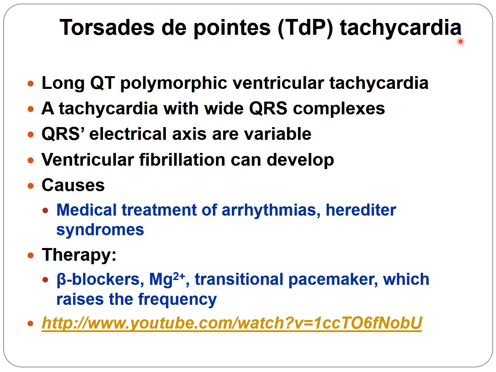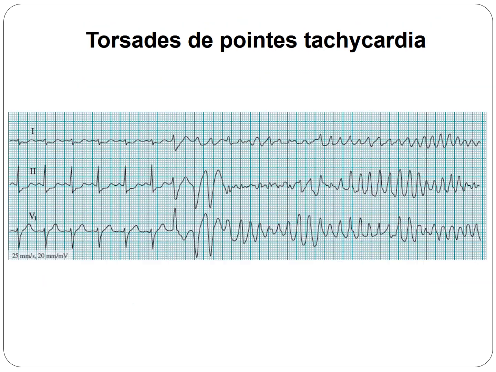Torsades de pointes tachycardia. It usually develops in long QT as a polymorphic ventricular tachycardia with a wide QRS complex, and the electrical axis of the QRS complex is variable. Ventricular fibrillation can develop. Medical treatment of arrhythmias, hereditary syndromes, and therapy, for example, applying beta blockers, magnesium, transvenous pacemaker, which raises the frequency. As you see here, sinus rhythm, and after that this tachycardia starts, where the axis is changing revolution to revolution.